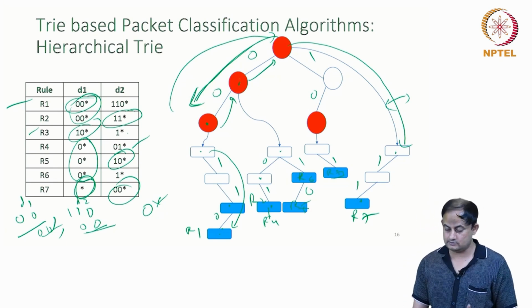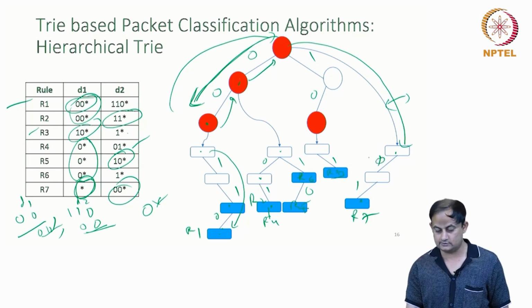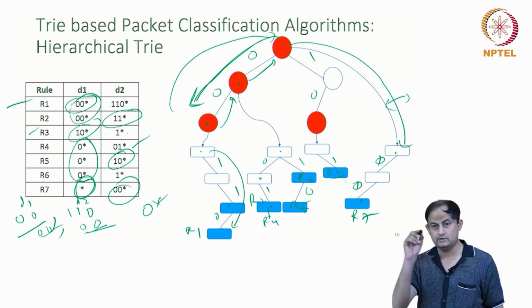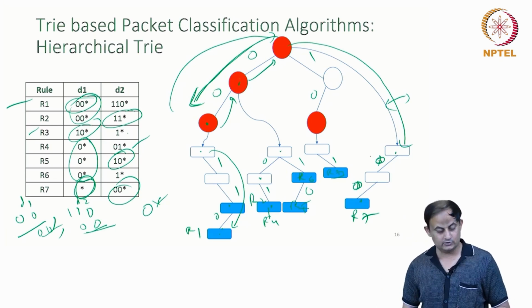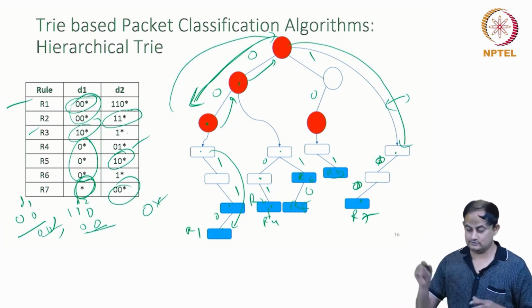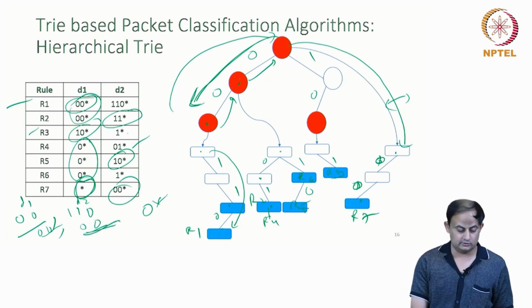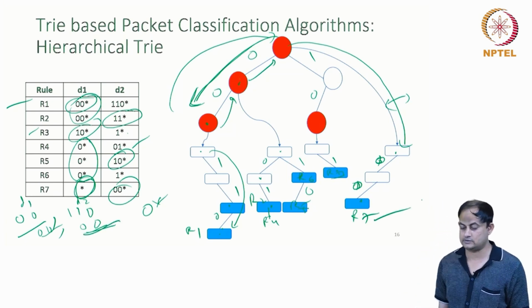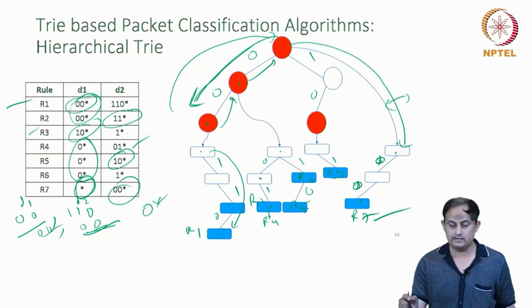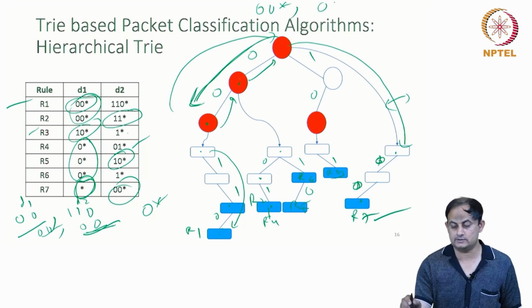So in this case, did I write it correctly? Oh, I wrote it wrongly. I think this is supposed to be 0, this is supposed to be 0. Just make a note of that. There is a typo. I put the nodes correctly but wrote 1 in the label. That's supposed to be 0. So 0 0 in this dimension I try to match, and I find a match, and I see that R7 is the best match.